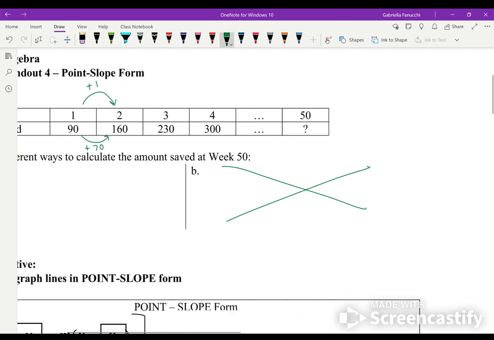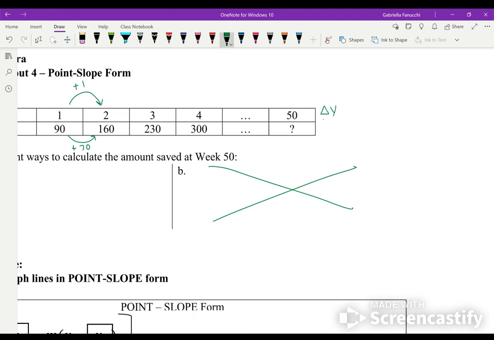And then remember, the slope is going to be the change in y over the change in x. So how is the y changing? It's changing by 70 and the x is changing by 1. So our slope will just be 70.